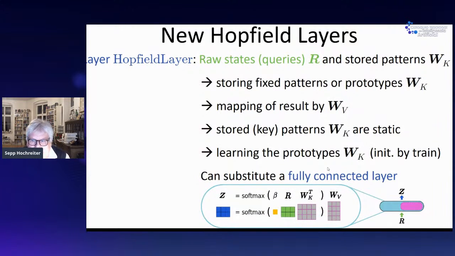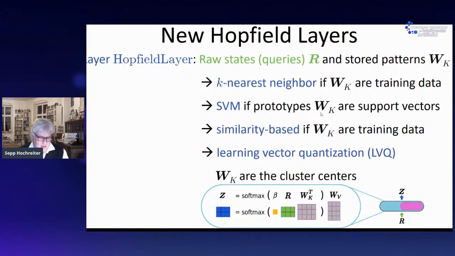And the third layer is where the queries come in, but the patterns are fixed, where we can do different things. Here I mentioned a couple of them. K nearest neighbor, because we look for the most similar pattern which is stored. A support vector machine. If there are support vectors, we compare a new pattern coming in here with the stored patterns. We can do similarity-based things. We can do learning vector quantization. We can do many things where we can store either the data set here or learn representations of the data set, change even the data set, so that the system gets better.